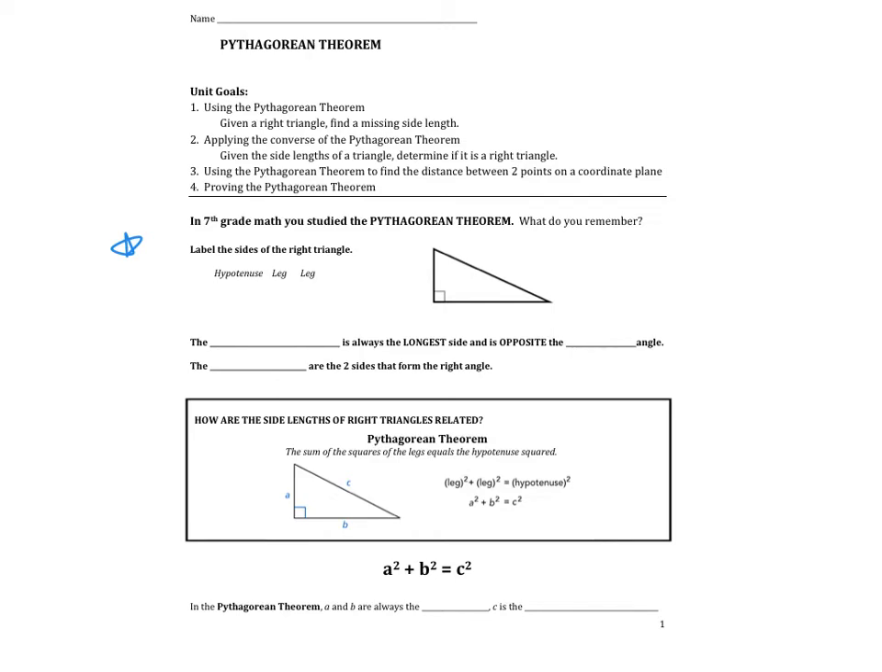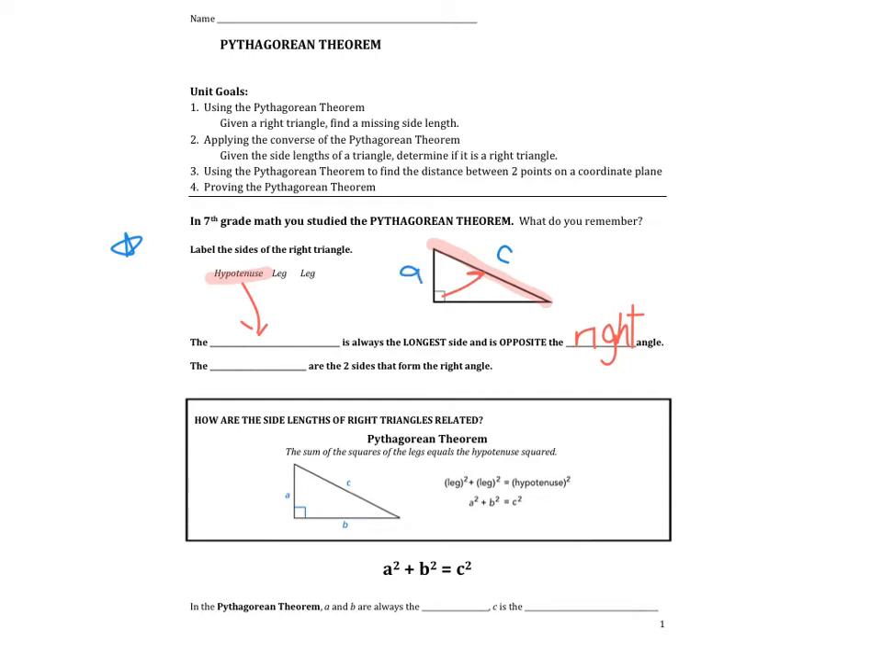So I told you already that the hypotenuse, which is this word right there, is the longest side of a right triangle and is opposite the right angle. So the hypotenuse is right there. This is your hypotenuse right there. Okay? The hypotenuse is always the c in the Pythagorean theorem. It's a squared plus b squared equals c squared, and the hypotenuse is always your c.